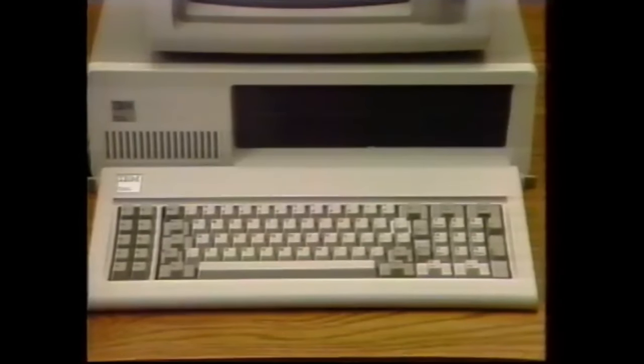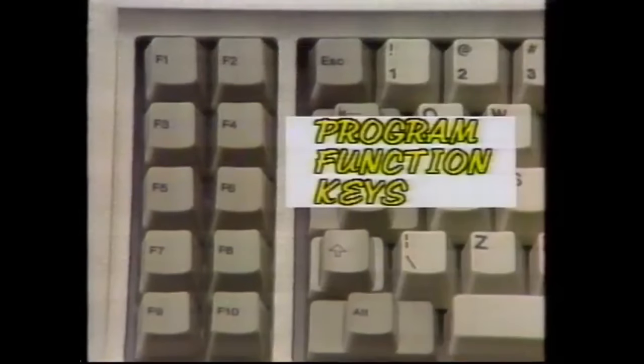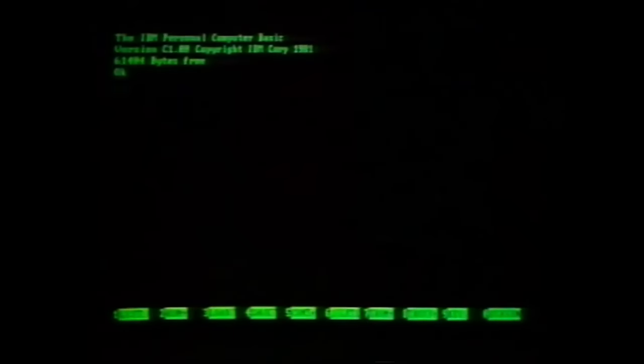Finally, on the far left is a group of 10 keys known as program function keys. They are very useful when you're running programs. We'll be more specific about these later. Right now, be sure your system is powered up and that this display is on your screen.